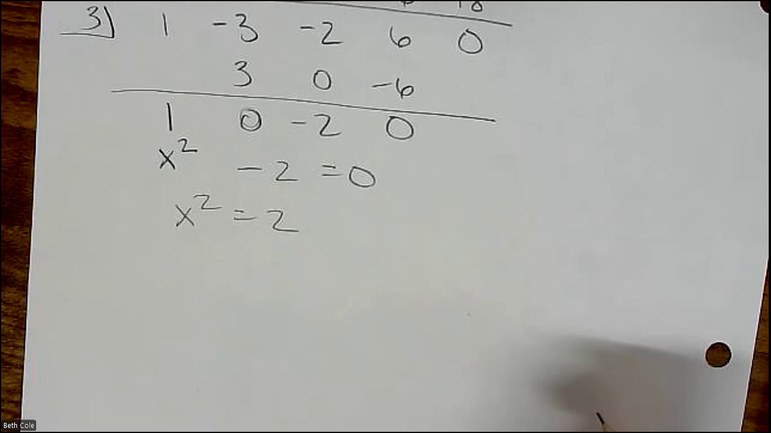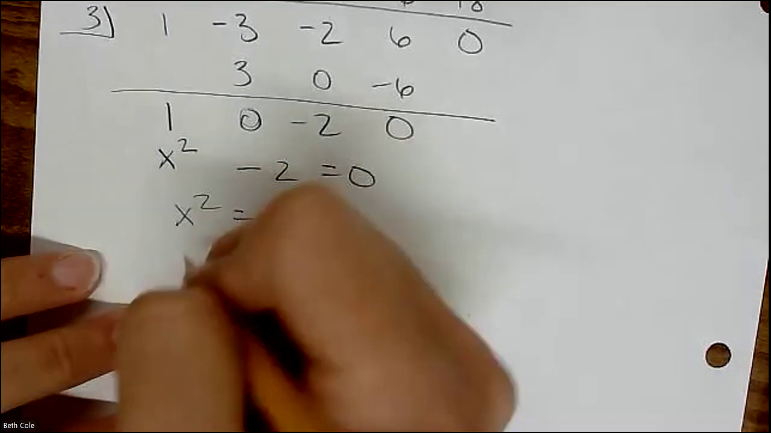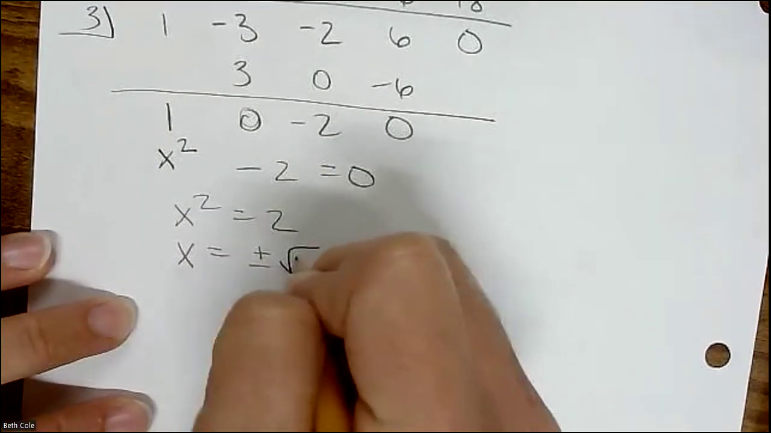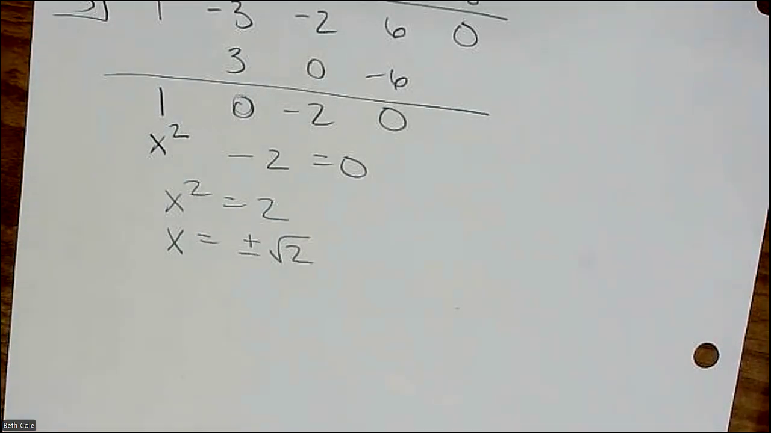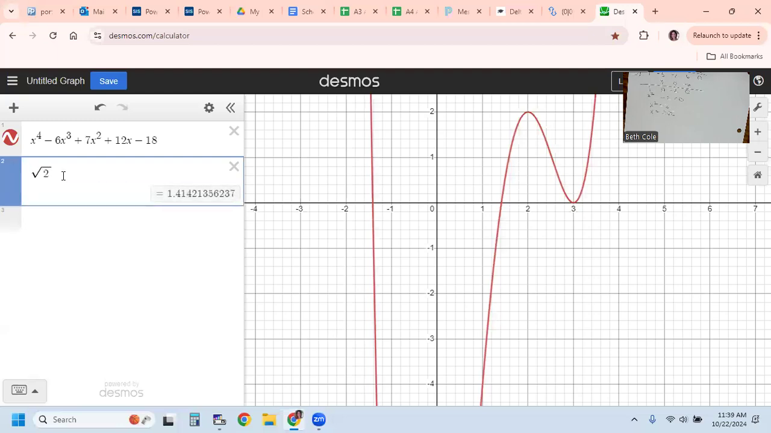Well, the square root of 2 isn't 1. Oh, yeah. Square root of 2. So, it's plus and minus square root of 2. Which, if I go back to the calculator, look at, if I type square root of 2, do you see how it's 1.414 and so on? See how that is that, and then this is the negative version?